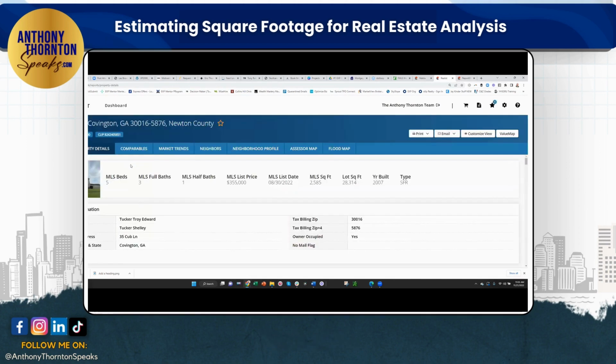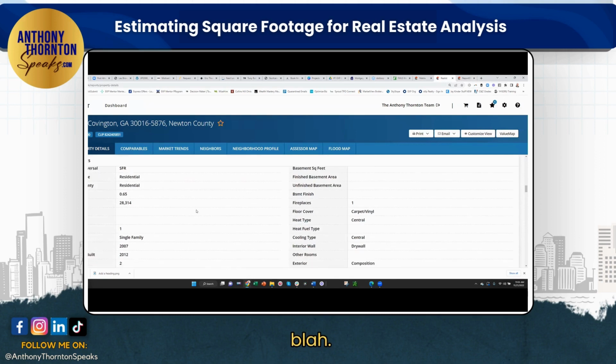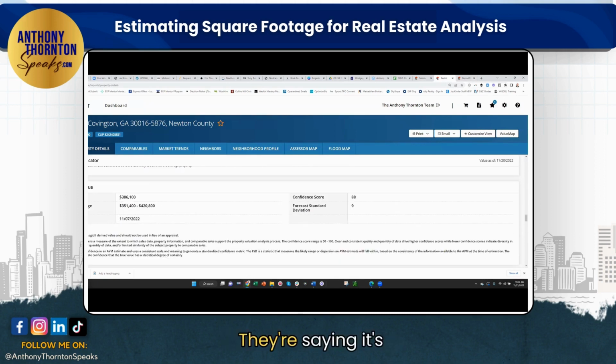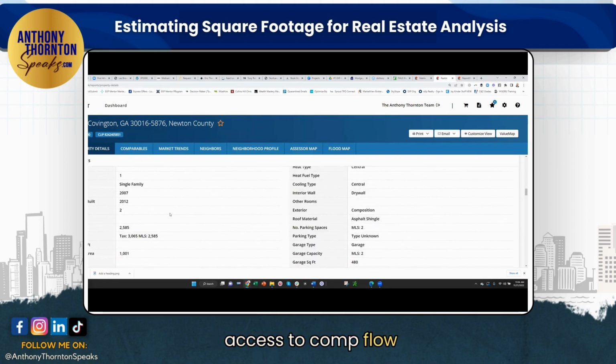Watch this. Okay. This is all the people. All I care about is, let's see, am I close? They're saying it's worth $386,100. I'm writing that down somewhere. $386,100. I'm going back up to see the square footage because we don't have access to comp flow anymore.